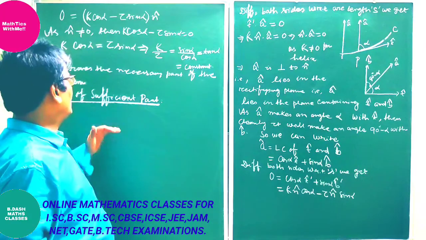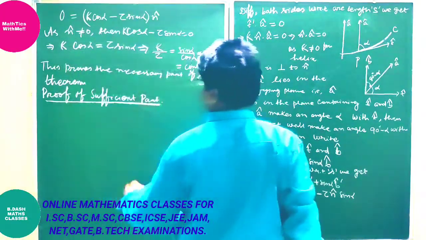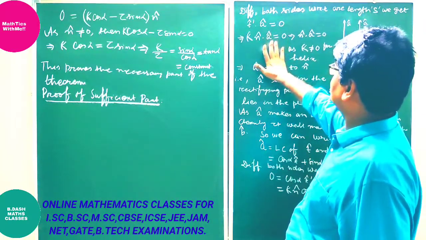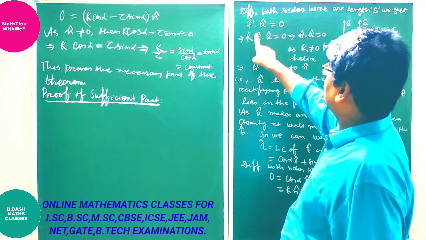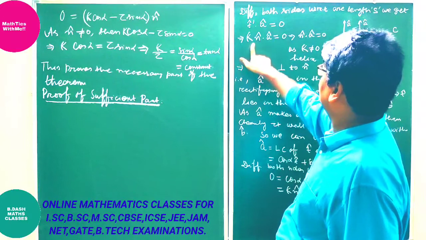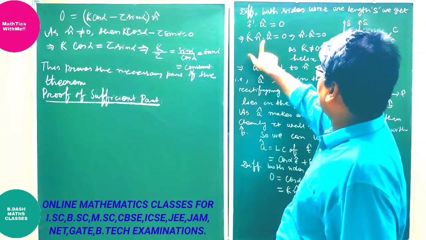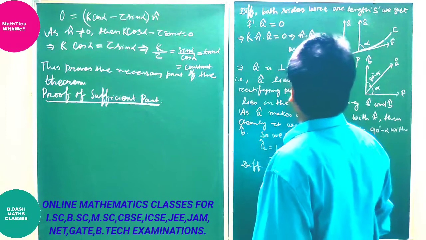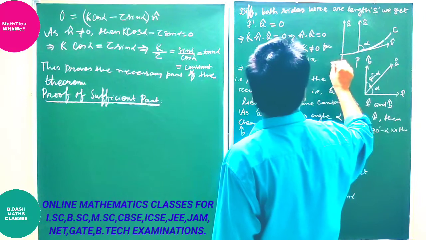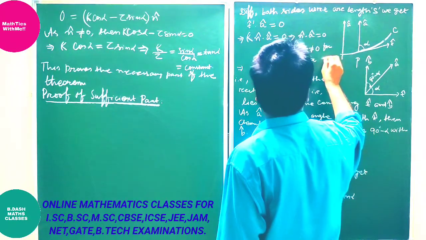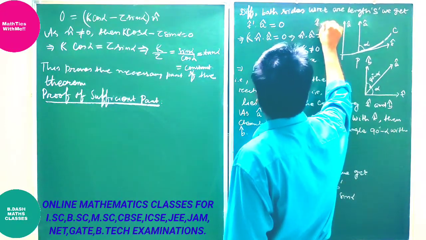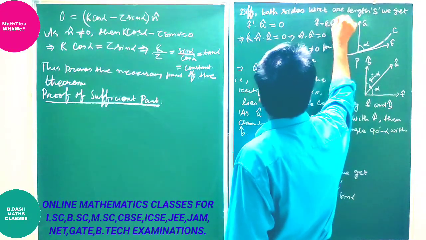So before going to prove the sufficient part, I am just going to give the explanation behind it. Here after differentiation we are getting t cap dash dot a cap is equal to 0. This is kappa n cap dot a cap is equal to 0 by Serret-Frenet formula, because we know in the Serret-Frenet formula t cap dash is equal to kappa n cap.